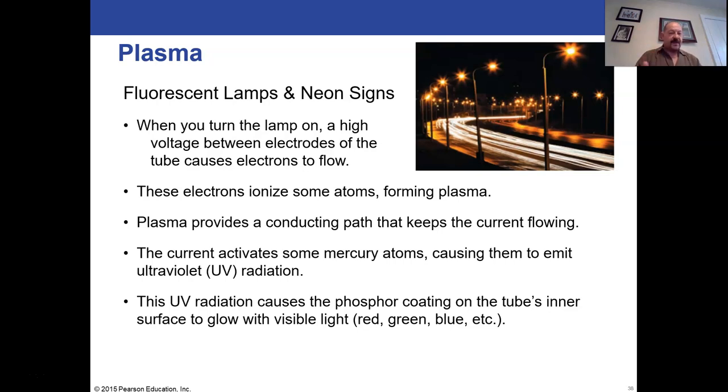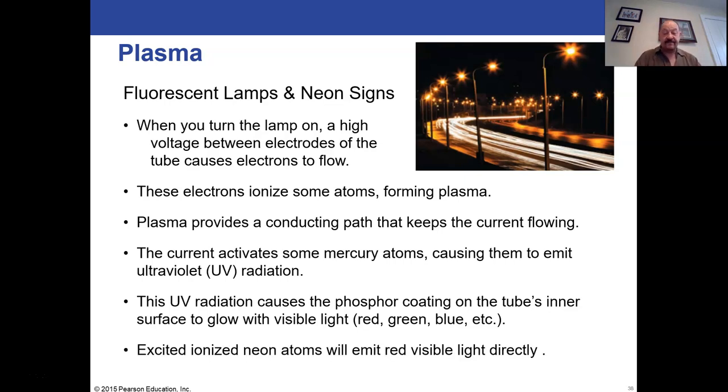And so we typically use these phosphors in these three colors and generate different colors of light by combining the blue, green, and red light, because these are the primary additive colors of light. You can add them together in different ways to make all colors of light. And in the case of neon, when it's energized into a plasma, that'll actually make red light directly without the use of these phosphors.